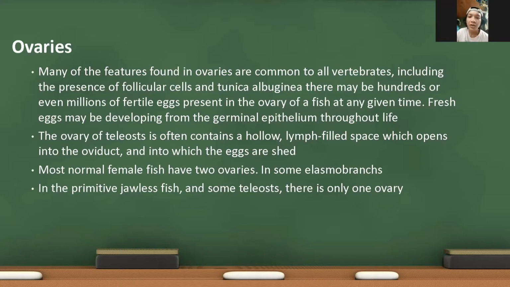Most female fish have two ovaries, as do some elasmobranchs. In the primitive jawless fish and some teleosts, there is only one ovary. So in the primitive jawless fish, the ovary is single, as in some teleost fish.